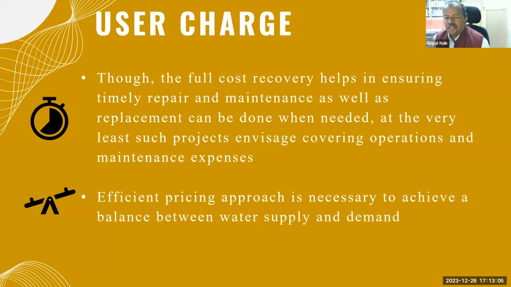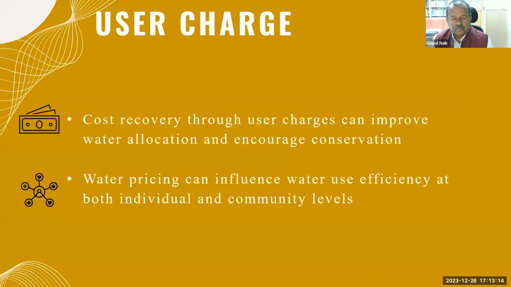So therefore, an efficient pricing approach is necessary to achieve a balance between water supply and water demand. And I will talk about what I mean by achieving the balance between the supply and demand. Cost recovery through user charges can also improve water allocation, because when we start looking at the costs of supplying water, then we will also be looking at where all the water is going and how do we rationalize in order to make sure that you can keep the cost low. As well as it will encourage conservation, so you will not waste water.